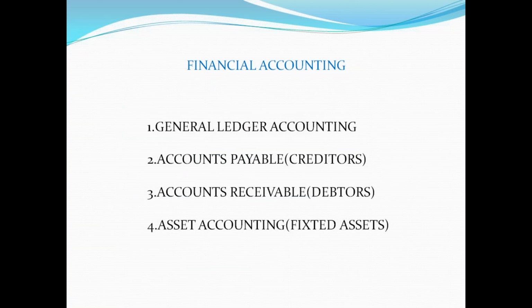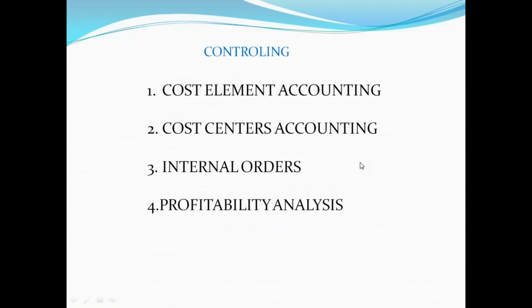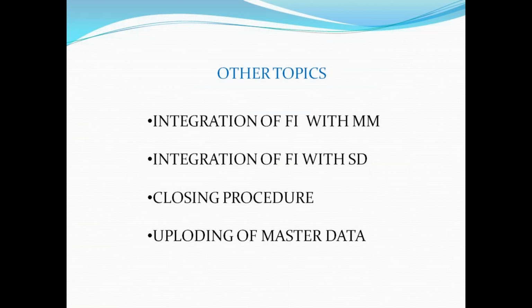Coming to financial accounting, these are the submodules we have, like I told you: GL, AP, AR, fixed asset. Coming to controlling: cost elements, cost centers, internal orders, and profitability analysis. These are the submodules we can discuss. Apart from that, we go for the FI module with SD also.